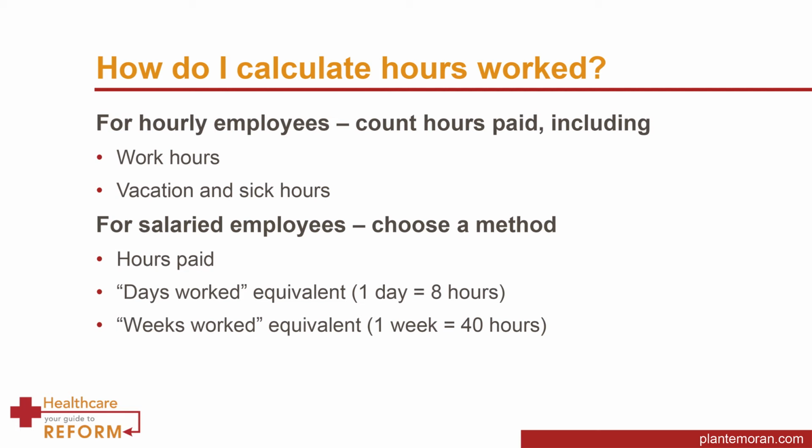When calculating the hours worked for salaried employees, you generally have a few options. First, you can count the hours that you actually paid the employee. Second, you can use a day's worked equivalent, in which 1 day equals 8 hours. Or third, you can use a week's worked equivalent, in which 1 week equals 40 hours.